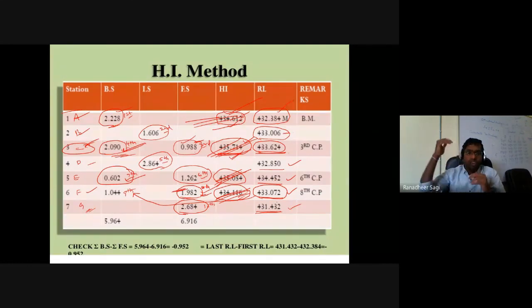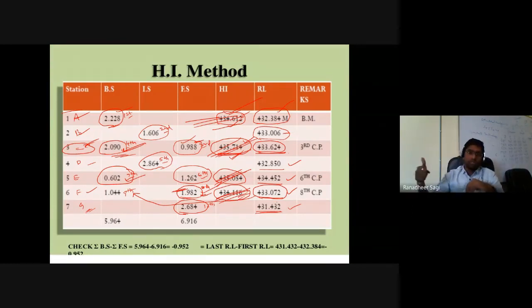So whenever you shift your instrument, immediately calculate the height of the instrument with regard to the new position, that is, where the line of collimation of the instrument is after shifting. How do we calculate the height of instrument? Height of instrument is equal to the RL value of some particular point, plus the backside reading at the same point.